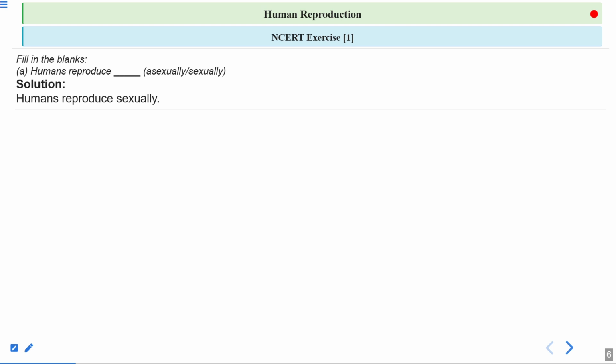In humans, sexual reproduction occurs. Now what are the features of sexual reproduction? Here two individuals, or two parents, are involved. One is male, another one is female. Male and female will produce male and female gametes. These gametes will fuse with each other to form the zygote. The zygote will form the embryo, and from the embryo the entire organism will develop.